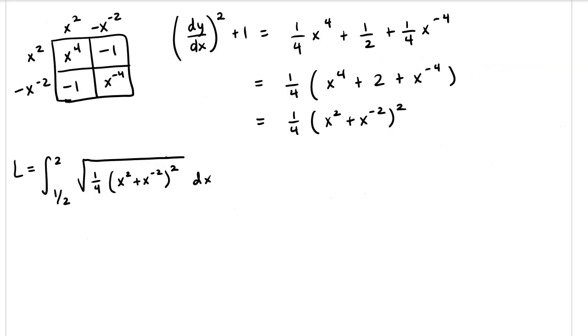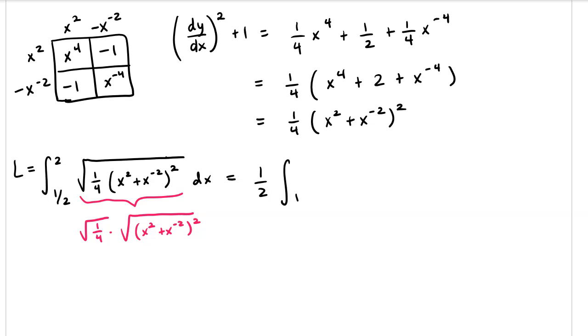So our square root here, because we're multiplying two things, we can split this up into the square root of 1/4 times the square root of x squared plus x to the negative 2 quantity squared. And that's going to be able to simplify as well. So here we're going to get the square root of 1/4 is 1/2, and I'm going to factor that outside of my integral. And then the square root and the exponent 2 will undo each other. And so our integrand will be left with x squared plus x to the negative 2 power dx.